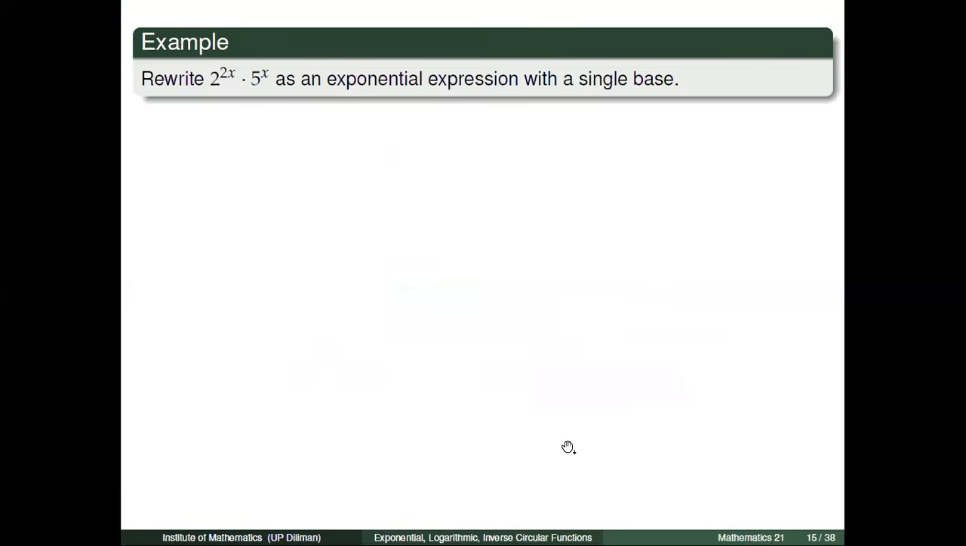For now, let's try to rewrite, say, 2 to the 2x times 5 to the x as an exponential expression with a single base. Note that 2 and 5 are not perfect powers of each other. So we might have to use properties of exponentials involving the same exponent.